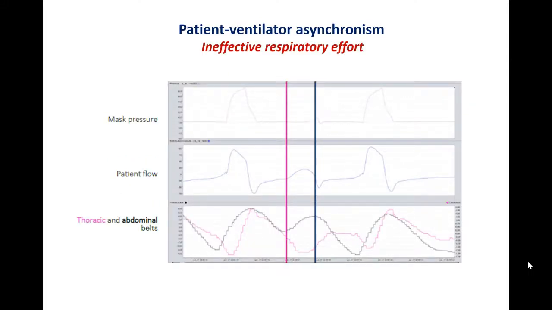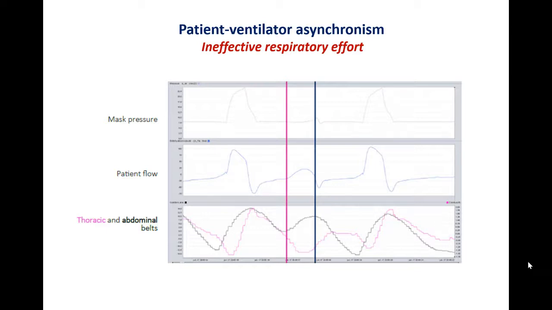Here is an example of ineffective effort, and as you can see, the quality of the traces is very, very good. I do not make a real difference in terms of quality comparing integrated polygraphy with Vivo from Breas and conventional polygraphy.